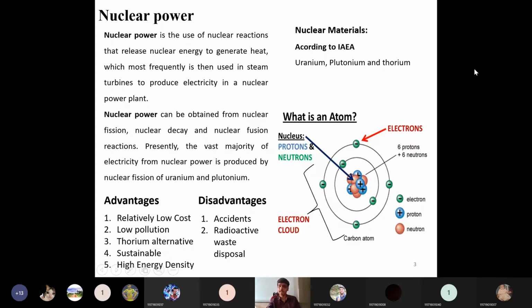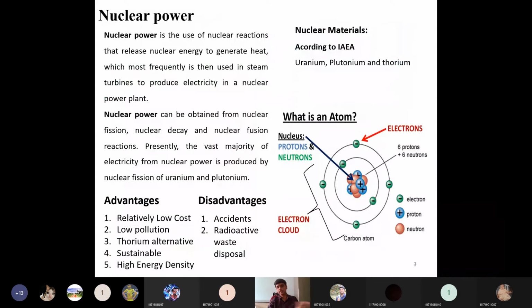The electrons will usually be equal in number to the protons. As shown in this figure, there is no charge on the neutrons. The protons have a positive charge and the electrons have a negative charge.